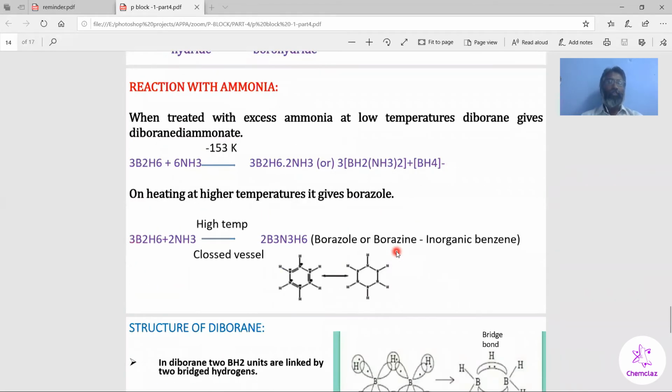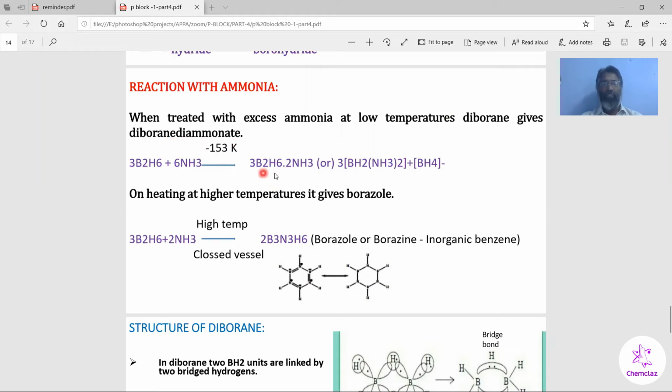So next one is the reaction with ammonia. This reaction is temperature dependent. 3 moles of diborane react with 6 moles of ammonia at a temperature of minus 153 Kelvin, that means at low temperature. So low temperature gives diborane diammoniate.